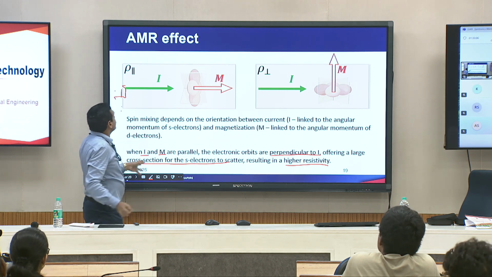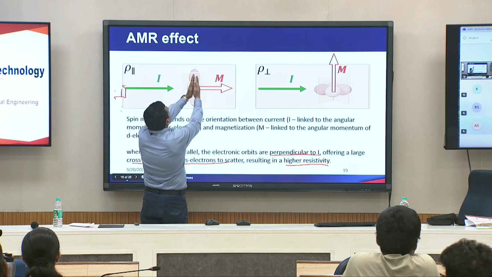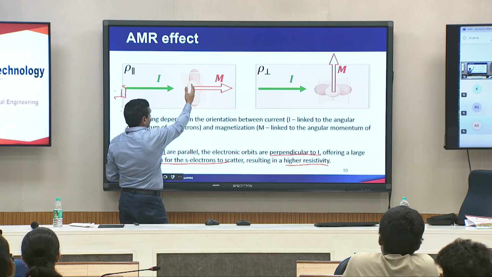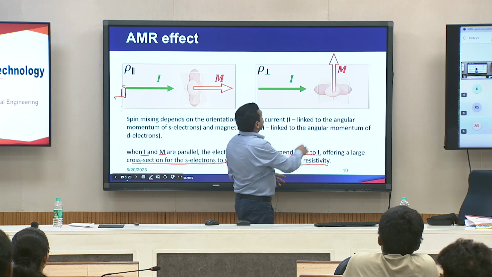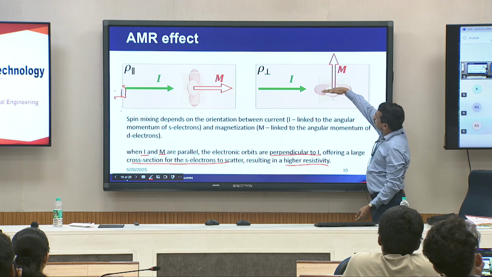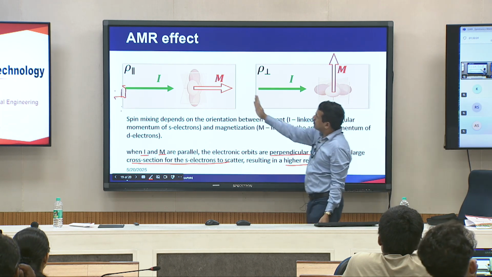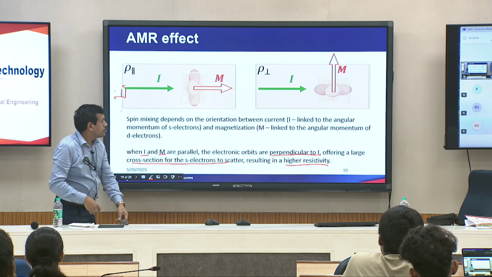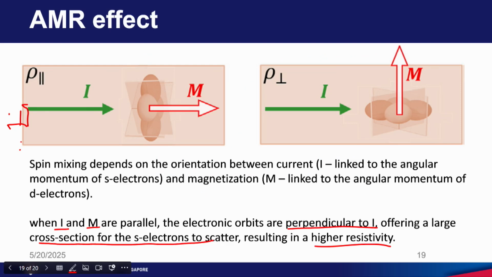So, in a similar sense, you can imagine that electrons are flowing this way, and when you have magnetization in this configuration, there is a larger cross section for scattering, you have more resistance, whereas in this configuration, it is like this. So, the scattering probability is low, so the resistance is lower. So, here the cross section is like this. Okay, so, these are the theory behind AMR and GMR.